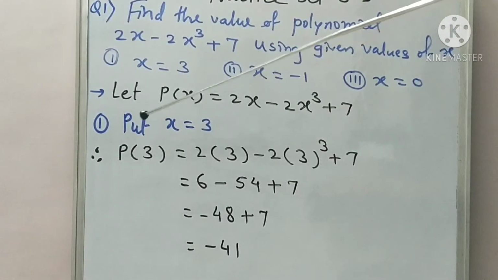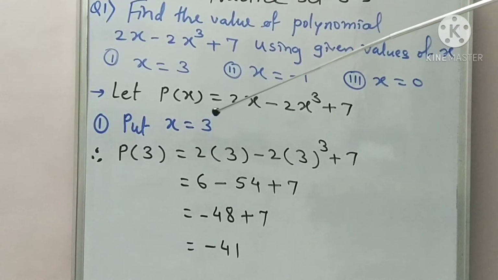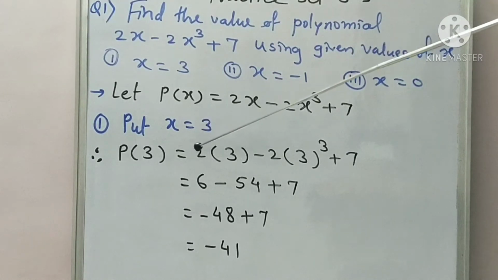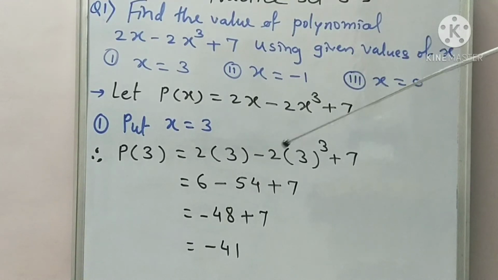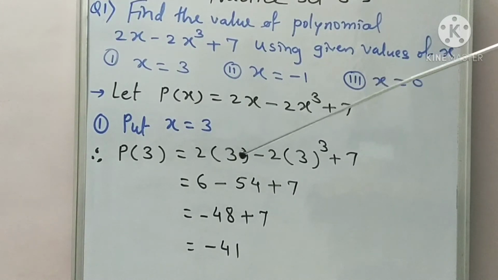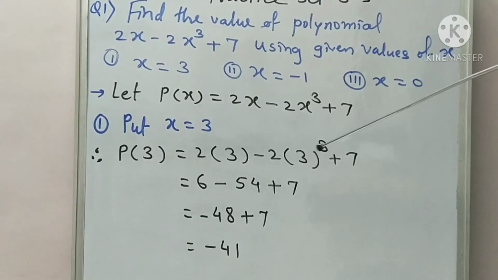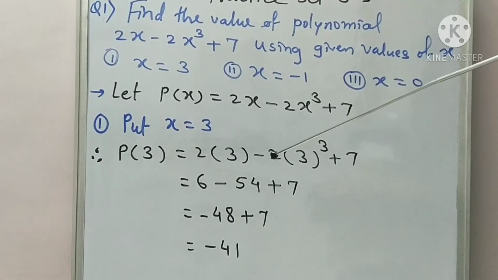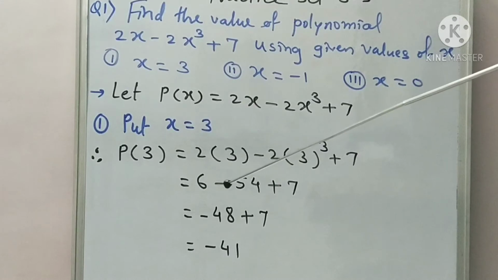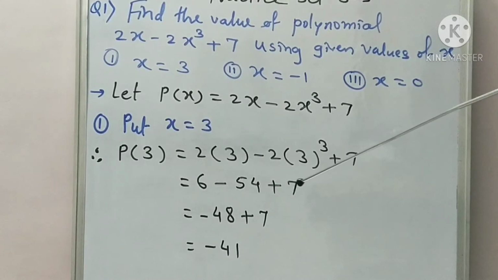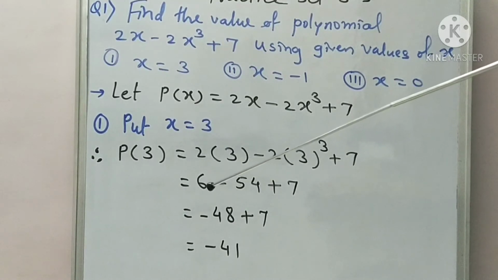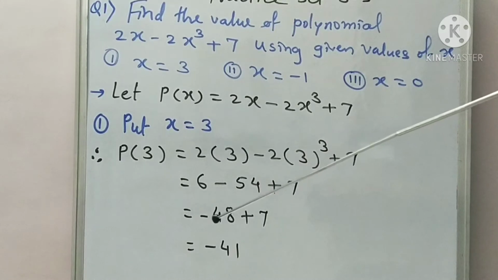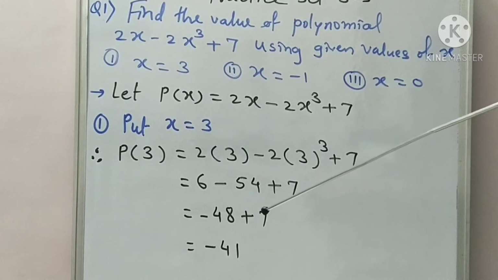So here we simplify it. We put the value of x equal to 3 in the given polynomial. So we get 2 into 3 minus 2 into cube of 3 plus 7. Okay, now we simplify it. 2 threes are 6. Here the cube of 3 is 27, into 2 is 54, minus sign as it is, plus the last term 7. Now we subtract these two numbers, 6 minus 54 is minus 48, plus 7.